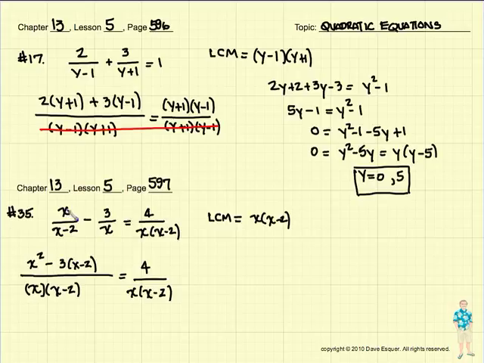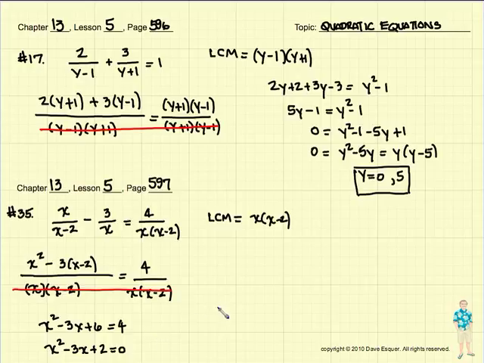I made my LCM x times x minus 2, so I crisscross the x times the x, numerator denominator, minus numerator times the opposite denominator, and I got the same thing. So I can cross out my denominators because they're exactly the same. So our equation looks like x squared minus 3x plus 6 is equal to 4. Or x squared minus 3x plus 2 is equal to 0.